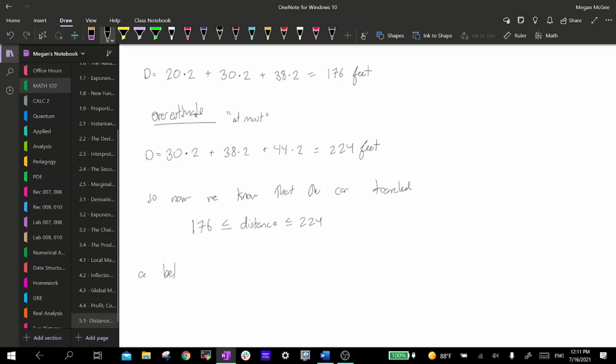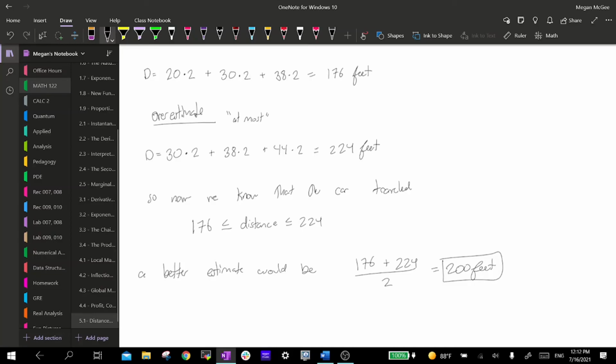So a better estimate would be 176 plus 224 divided by 2, which gives us 200 feet. Alright, so if we meet in the middle, we actually get a better estimate. So the middle between our over and under estimates.